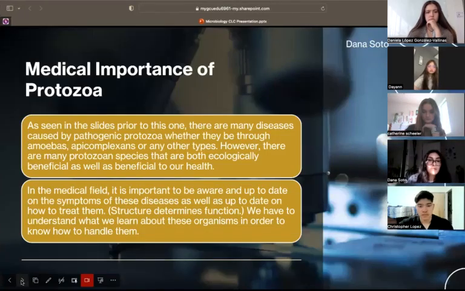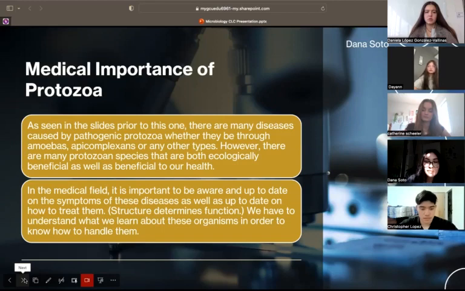So just a little bit more medical importance for protozoa. As seen in the slides prior to this one, there are many diseases caused by pathogenic protozoa, whether through amoebas, apicomplexans, or any other types. However, there are many protozoan species that are both ecologically beneficial as well as beneficial to our health as humans. And in the medical field, it's important to be aware and up to date on the symptoms of these diseases, as well as how to treat them, because structure determines function. And we have to understand what we learn about these organisms in order to know how to handle them and manipulate them.